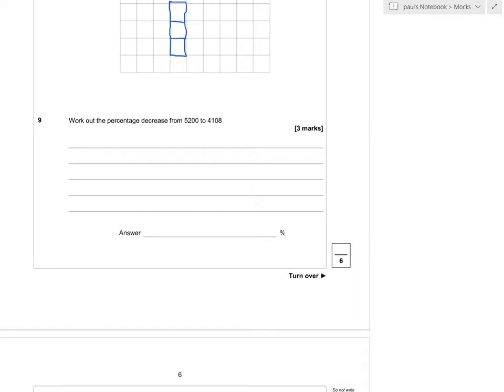Work out the percentage decrease from 5,200 to 4,108. So the percentage decrease is the difference over the original, times 100. So the difference, 5200 take away 4108, equals 1092. So now I've got 1092 divided by the original, which is 5200, multiply that by 100 and that should give us our answer. It's 21%.